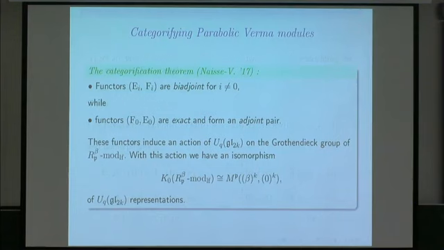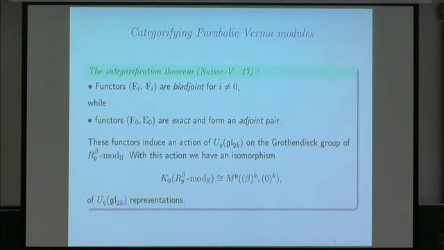Okay, so what more can we say? Functors EI and FI are biadjoint, it's clear, for I not 0, and E0 and F0 are exact and form an adjoint pair. We need exactness because we want a map on the Grothendieck group. Okay, so now these functors induce an action of U_Q of GL_k on the Grothendieck group, and we get an isomorphism of representations. So we have a categorification of this parabolic Verma module. Good. First part is done.